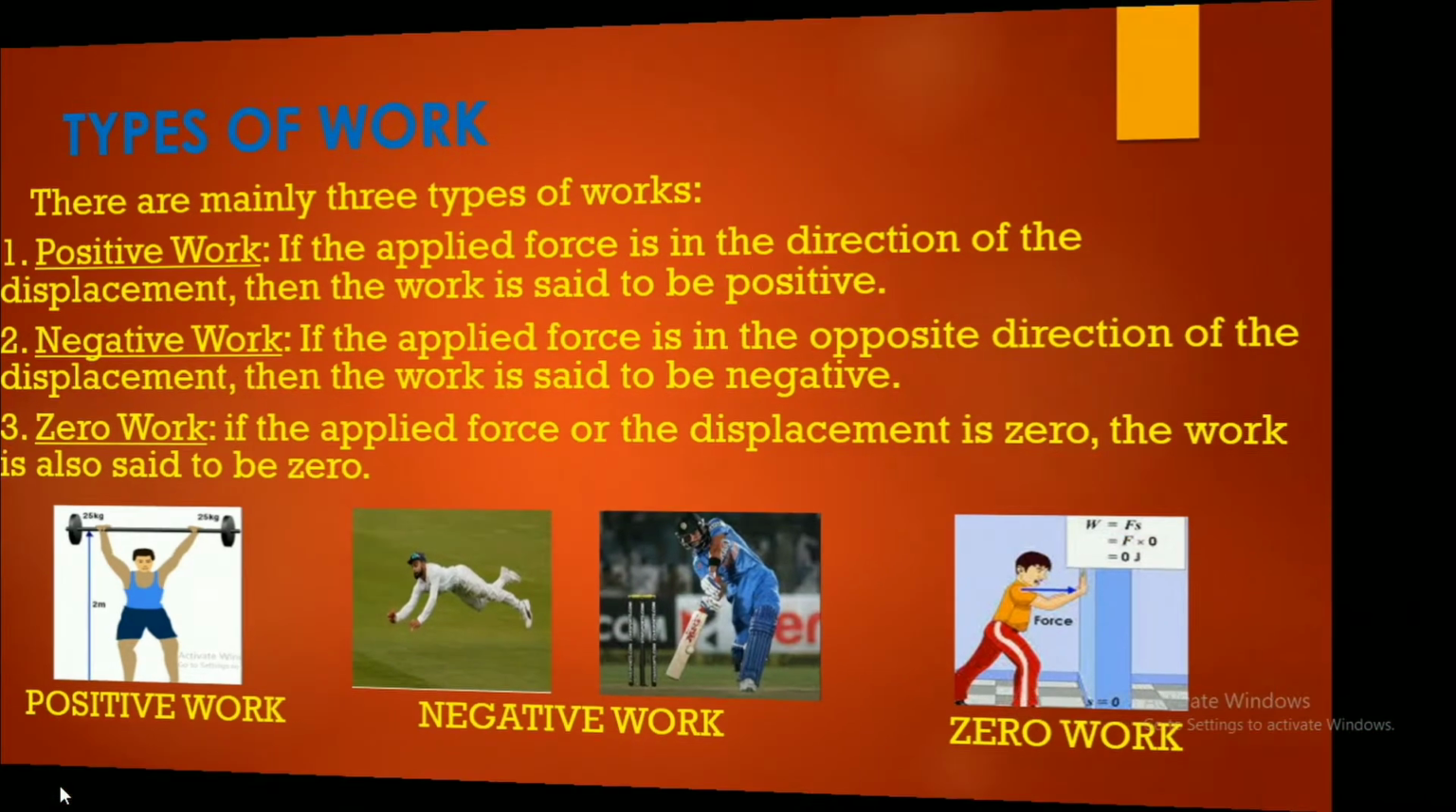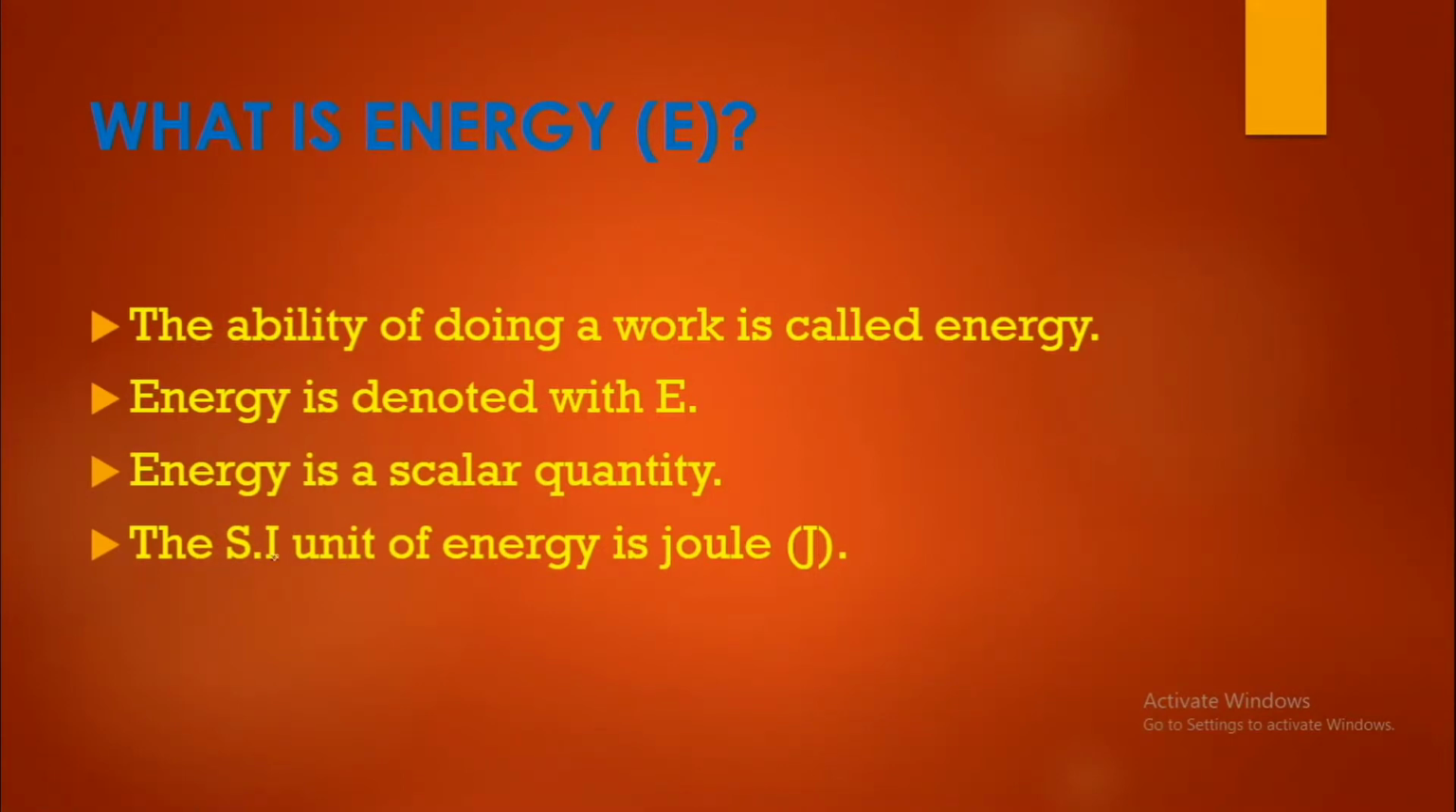So let's move ahead. Our next topic is what is energy? First thing is that energy is denoted with capital E. The ability of doing work is called energy. Means ability of doing work is energy. Energy is denoted with E, as we have seen here. Energy is a scalar quantity. The SI unit of energy is also joule and it is denoted with J. So let's move ahead.